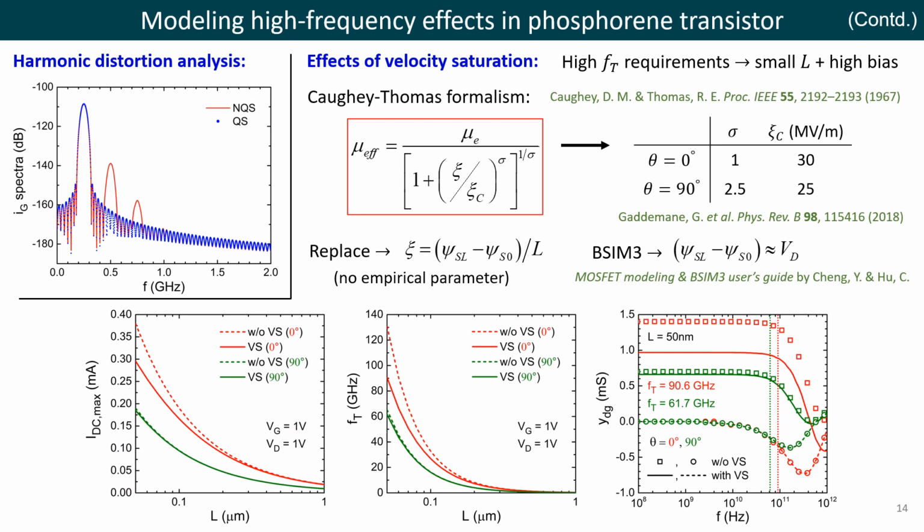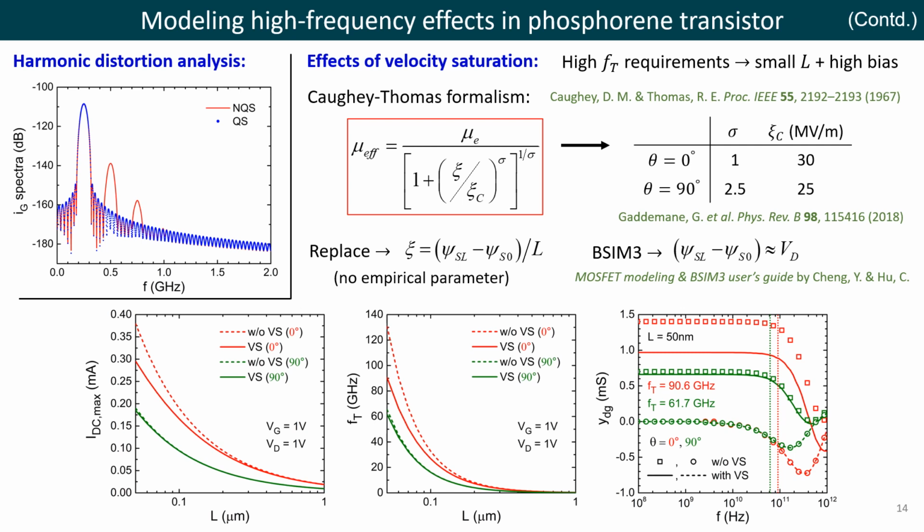Plotted here are the variations of maximum drain current and associated cutoff frequencies as functions of channel length along the armchair and zigzag directions. The effect is more pronounced along the armchair, that is along theta equal to 0 degree, as compared to the zigzag direction due to the difference in sigma values. However, as is obvious, due to the reduction in channel length, fT is increased up to approximately 90 gigahertz for a channel length of 50 nanometer along the armchair direction.